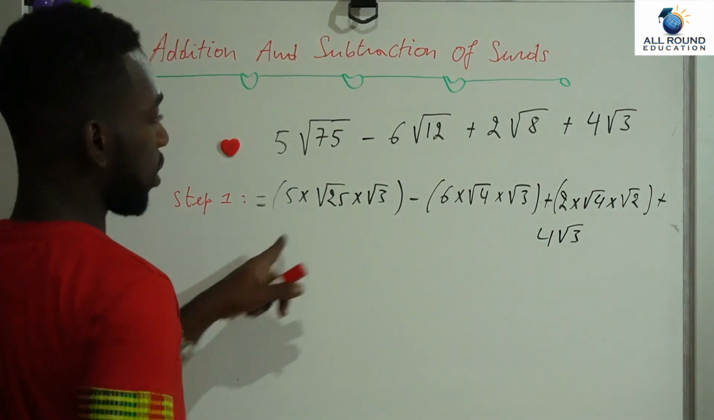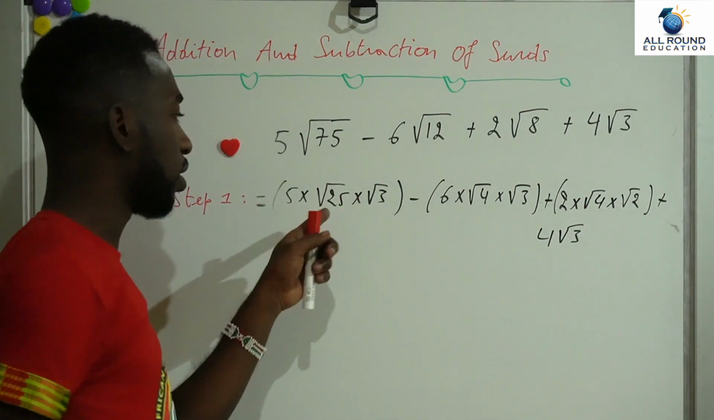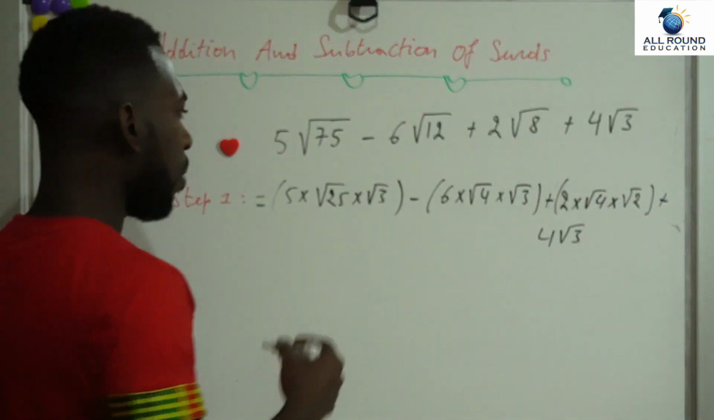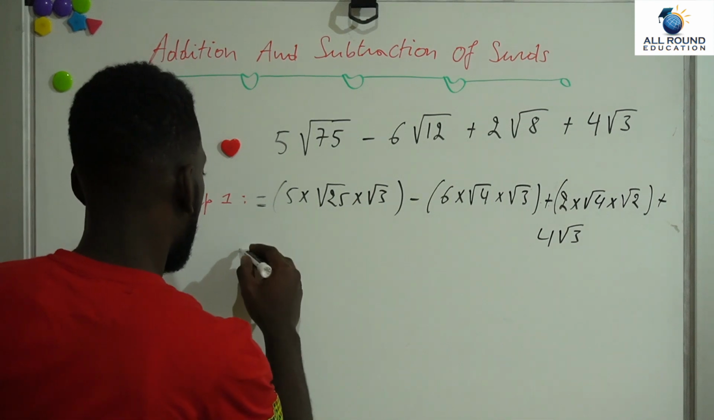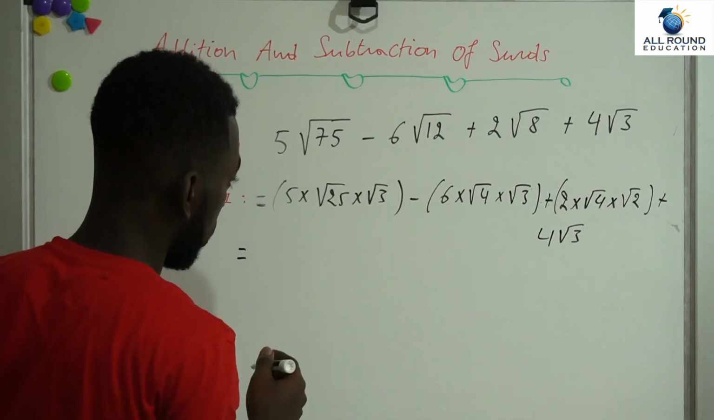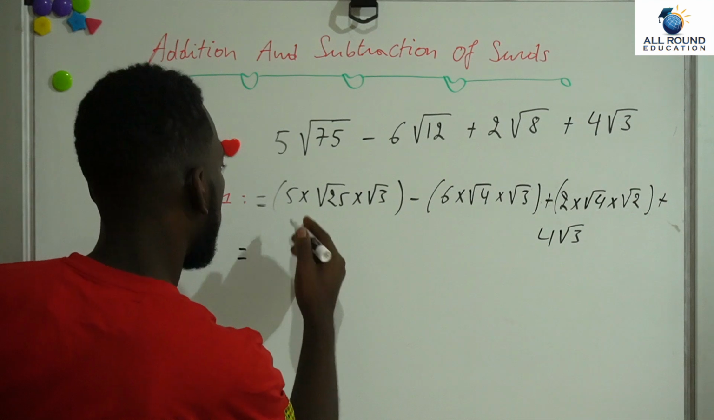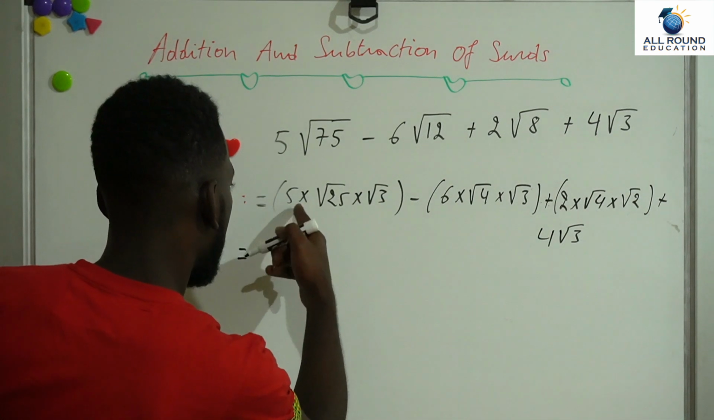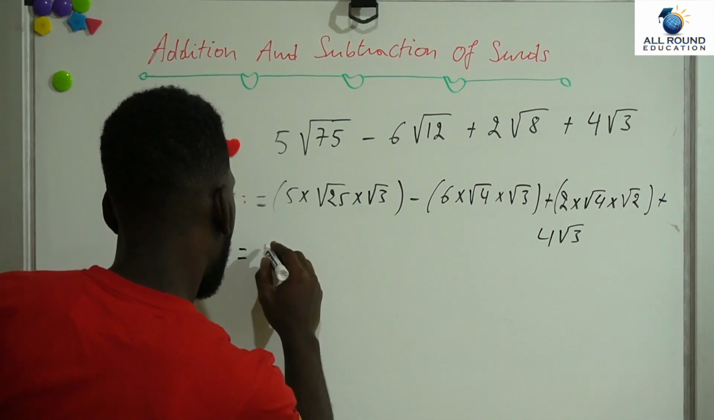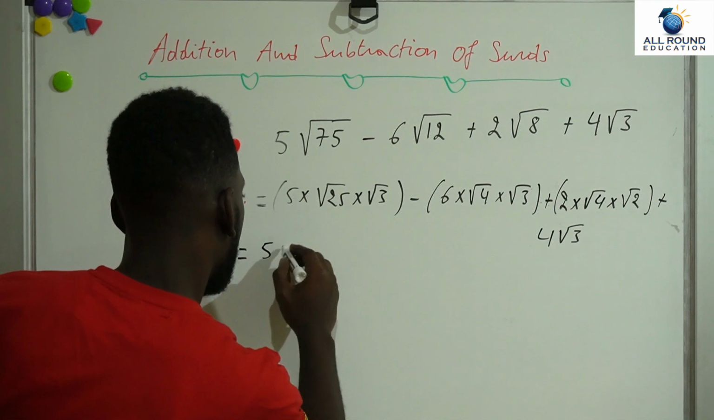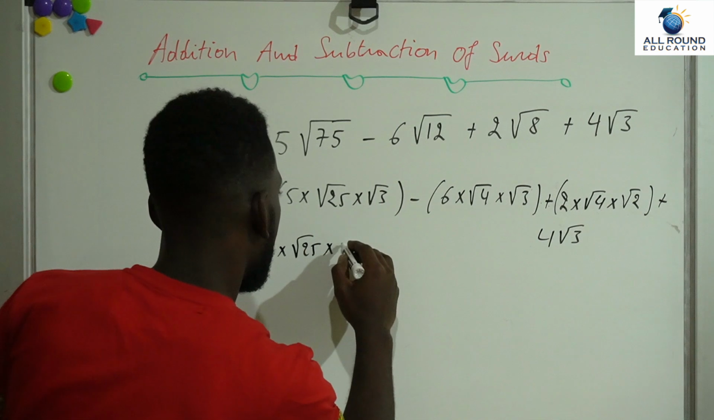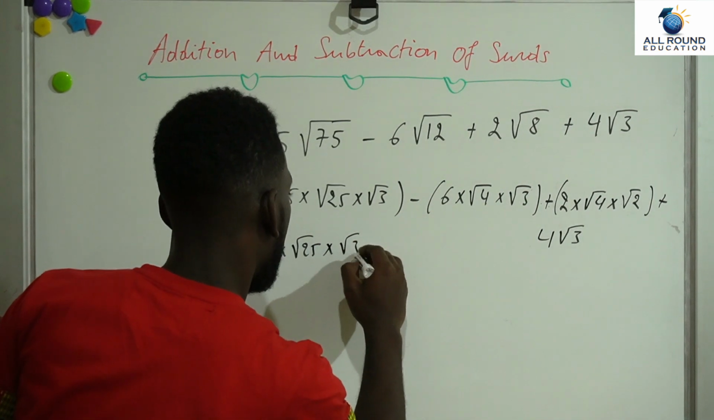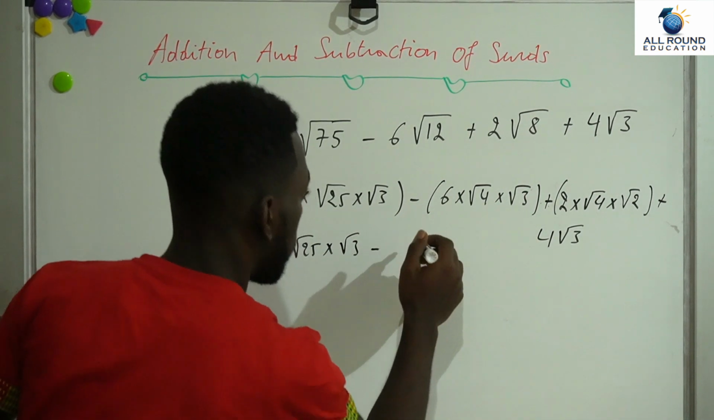So now this is in the simplest form. I'm trying to simplify this. So my next line, let me get rid of the brackets, because they can play a vital role in this. So here we have 5 times square root of 25 times square root of 3 minus.